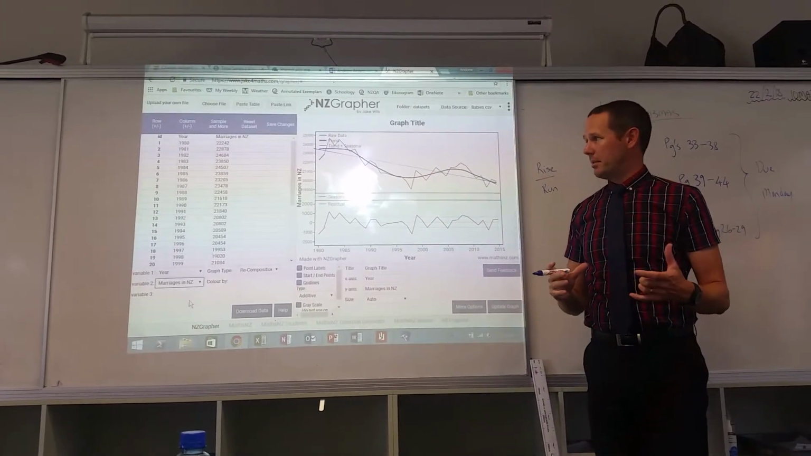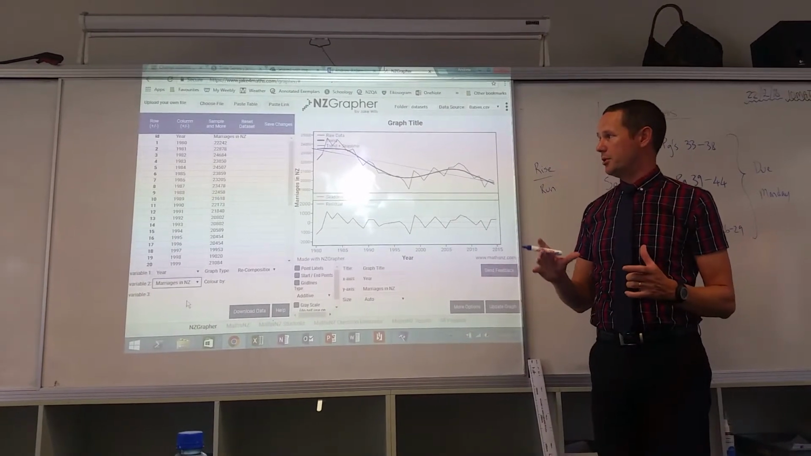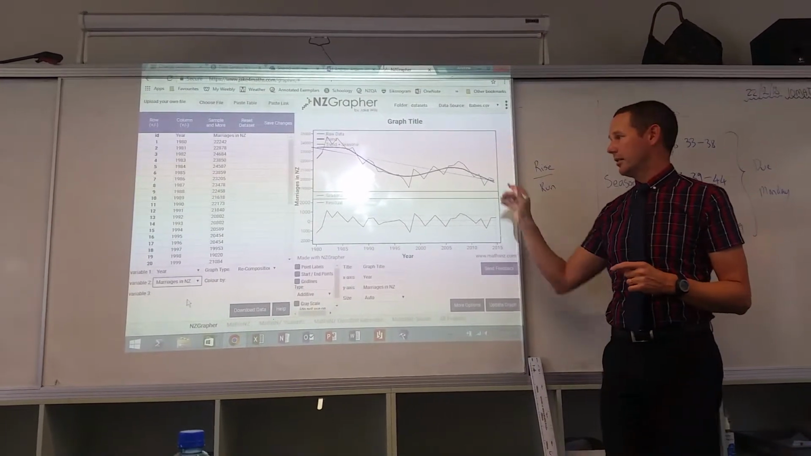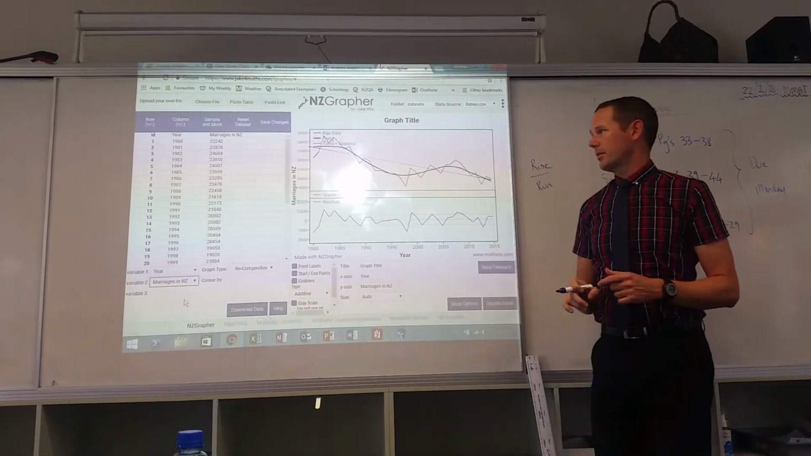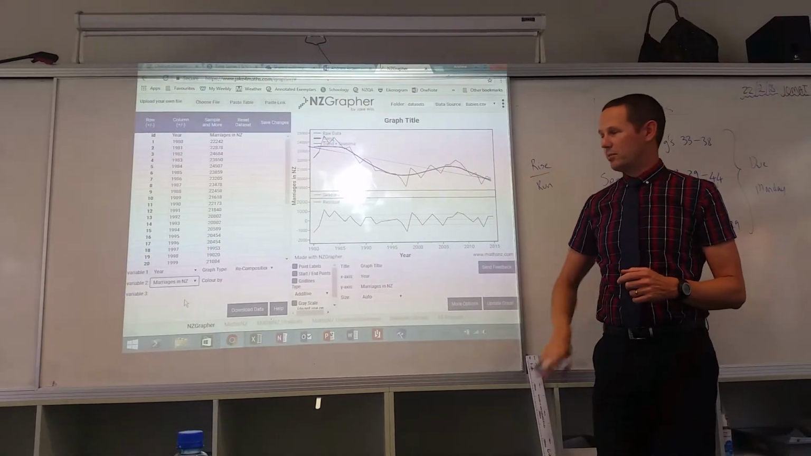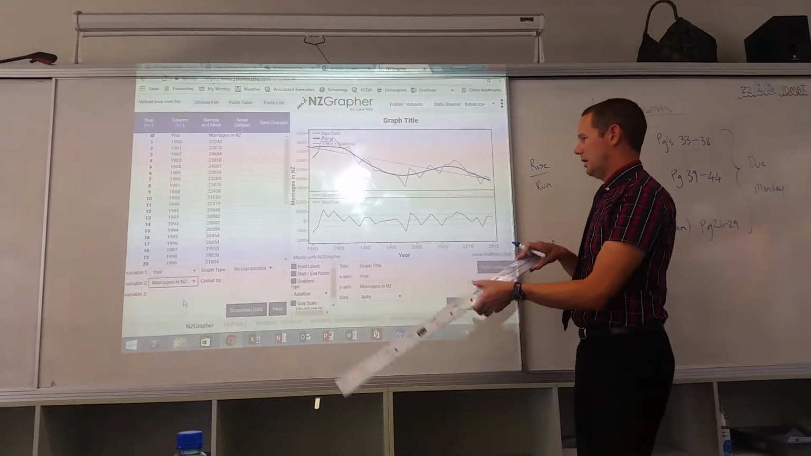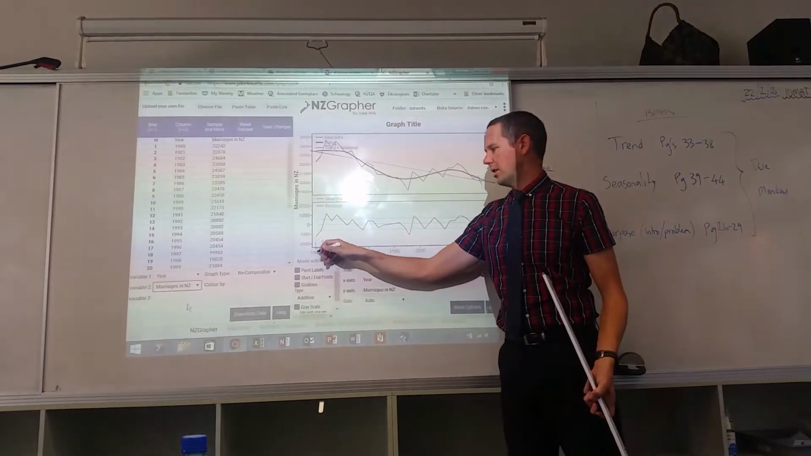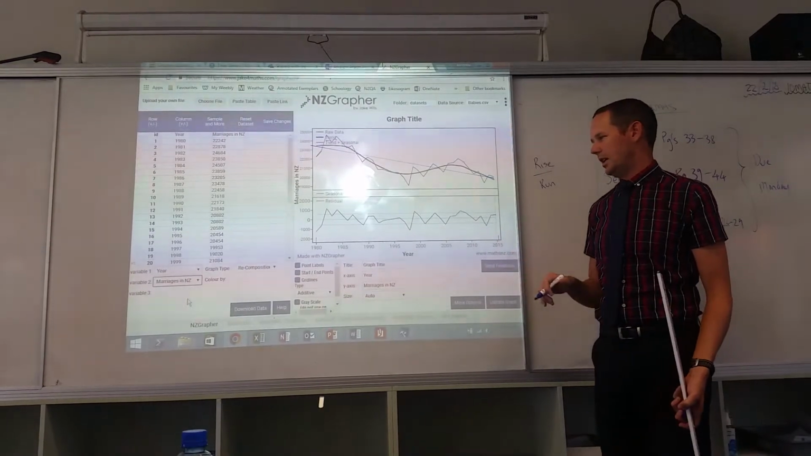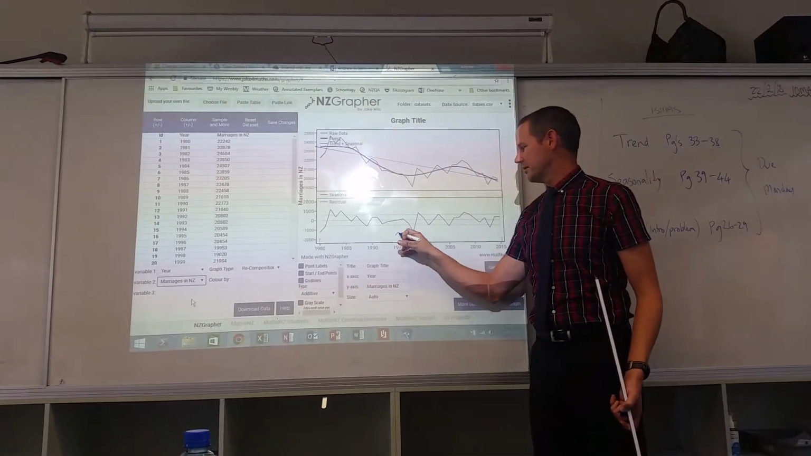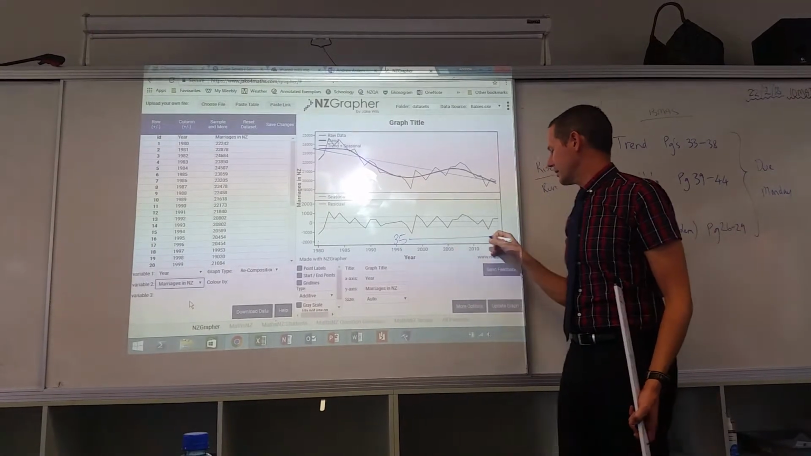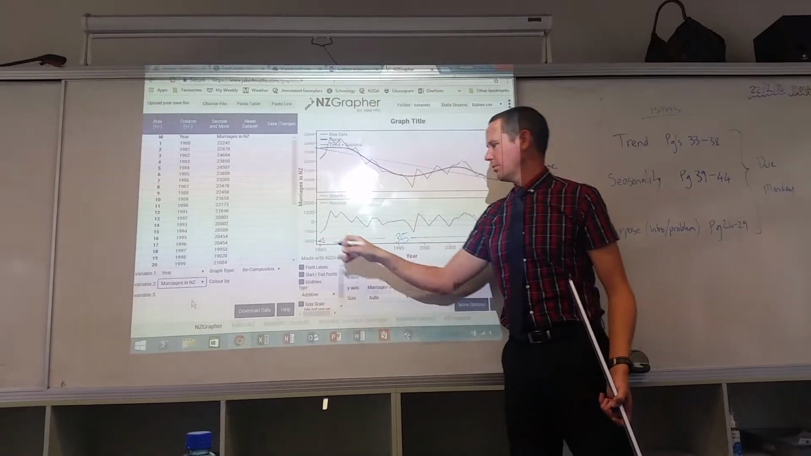So using pen and paper, I print the graph out, I draw a best fit line on the trend line, which is the blue line, and I need to look at rise over run. The run I can tell is 1980 through to 2015, which is 35 years. So that's my horizontal component.